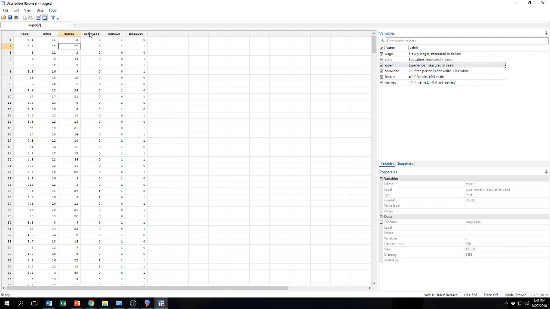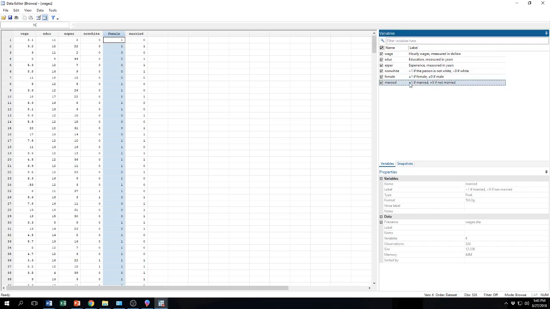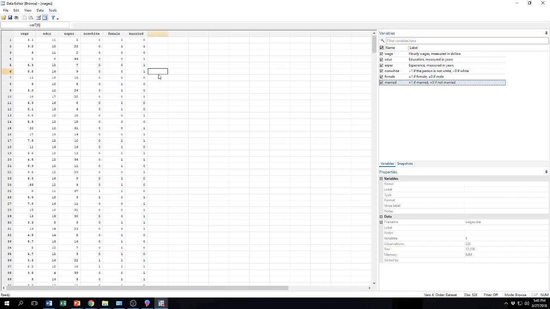Okay. Non-white. Now this is a variable that equals 1 if the person is not white, and equals 0 if they're white. Aha, this one is a discrete or a dummy variable. What about female? Female, the same story. Equals 1 if they're female, equals 0 if they're male. Married, another variable, a dummy variable or discrete variable. Equals 1 if they're married, equals 0 if they're not.